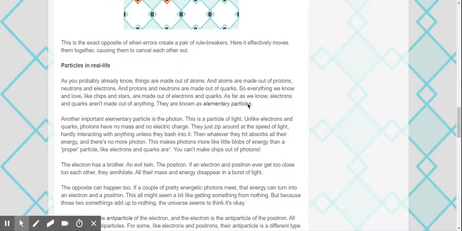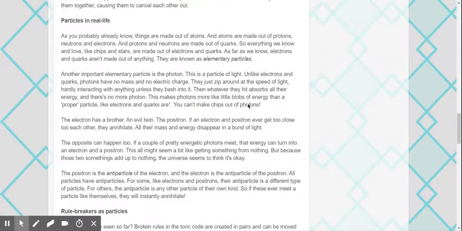Particles. In real life, as you probably already know, things are made out of atoms, and atoms are made out of protons and neutrons and electrons, and protons and neutrons are made out of quarks. So everything we know and love, like chips and stars, is made out of electrons and quarks. As far as we know, electrons and quarks aren't made out of anything. They are known as elementary particles. Another important elementary particle is the photon. This is a particle of light.